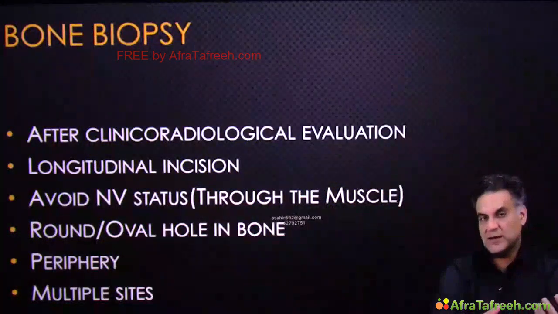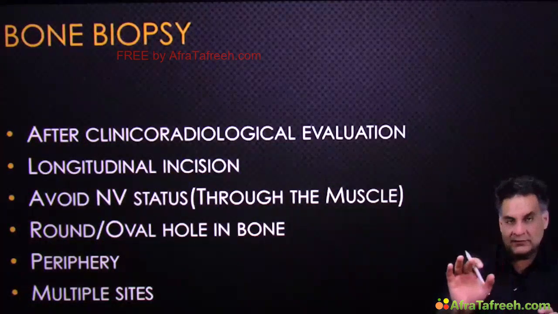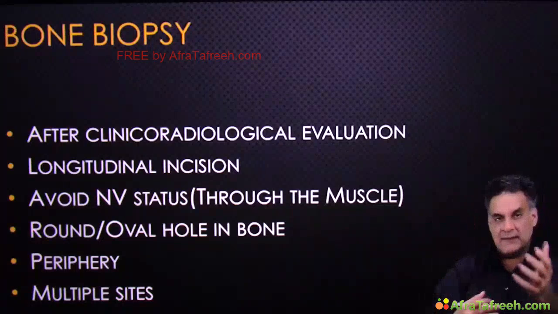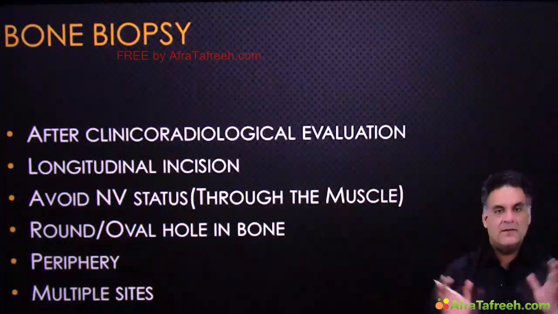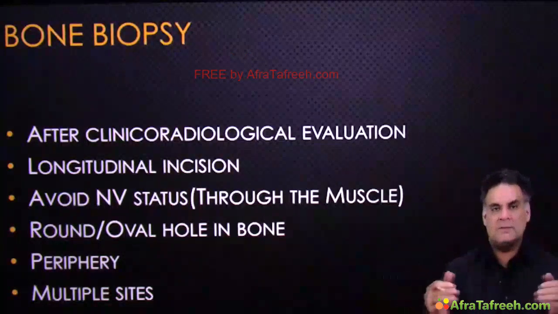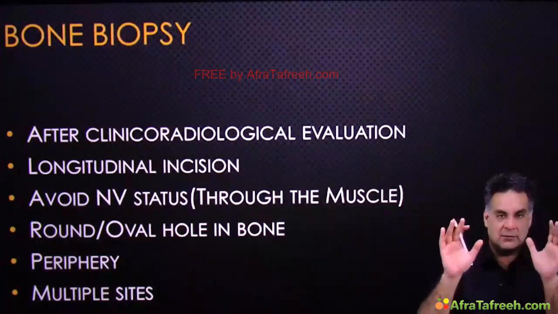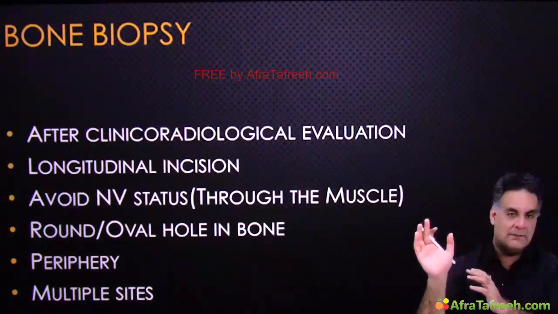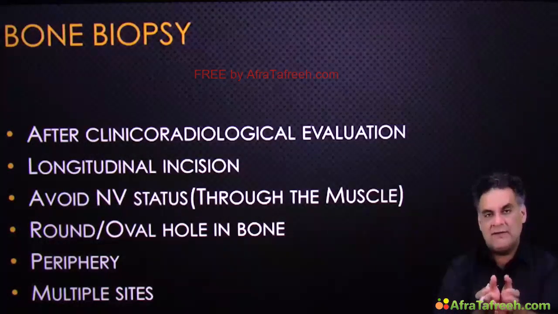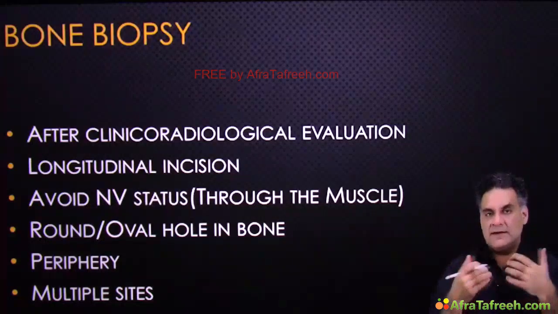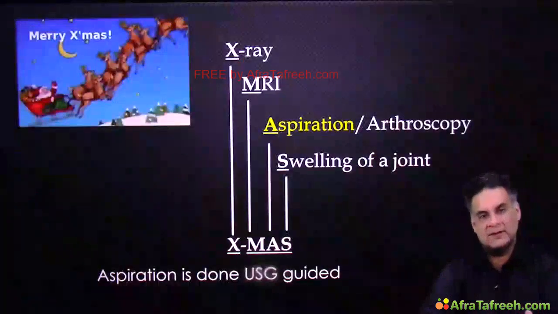Whenever you talk about tissue diagnosis, bone biopsy is of paramount importance. Always done after clinico-radiological evaluation. Examine, do X-ray, MRI, then biopsy. Give a longitudinal incision along the axis. Avoid the neurovascular structures, go through the muscle. Make a round or an oval window to prevent stress risers, unlike in a square window. Take a biopsy from the periphery because the center will have necrosis. Take from multiple sites. Whatever tissue you have, send it for cultures, send it for histopathology, and if required, send it for PCR or serology for mycobacterium.